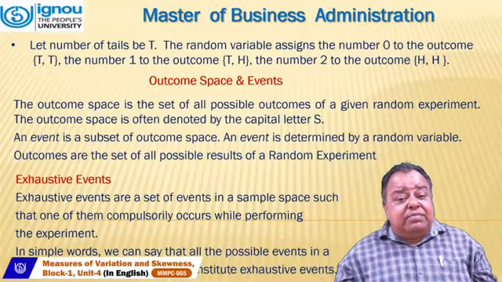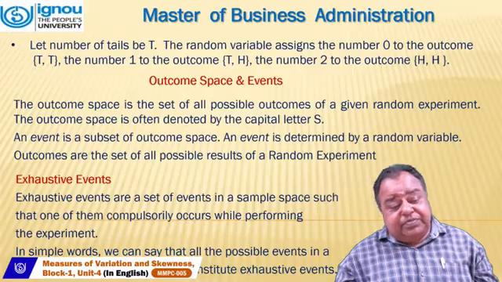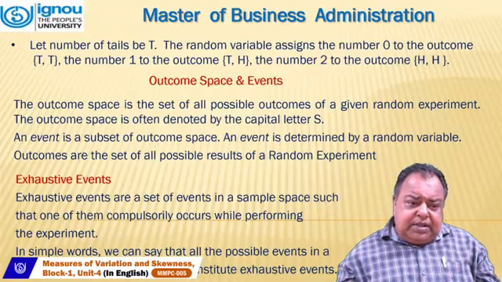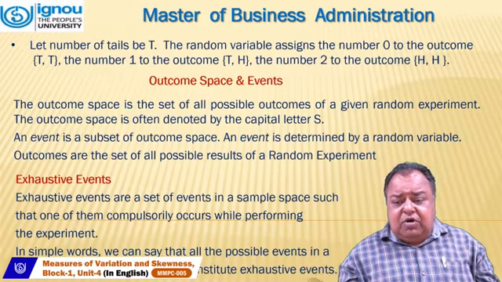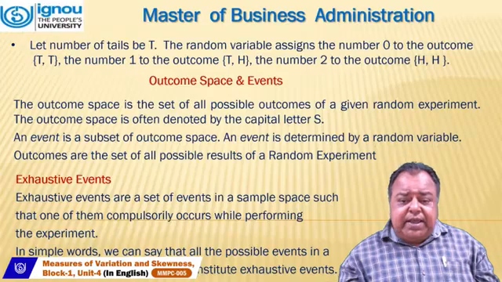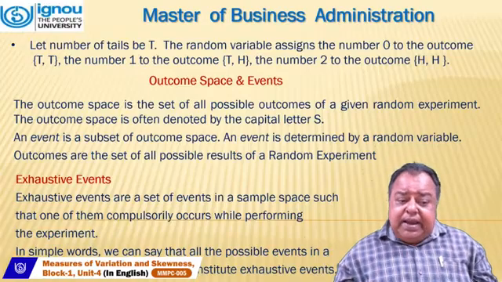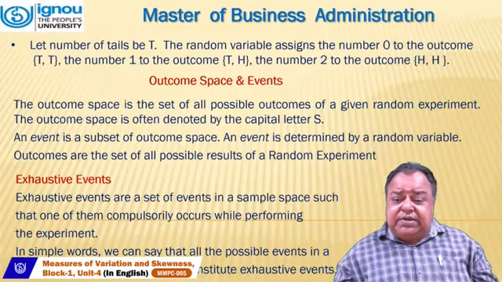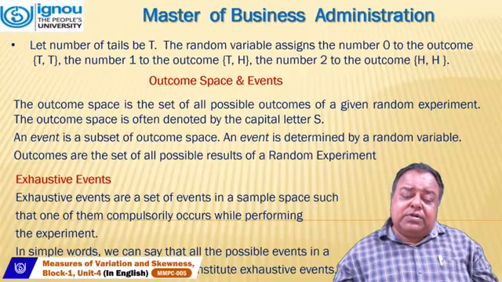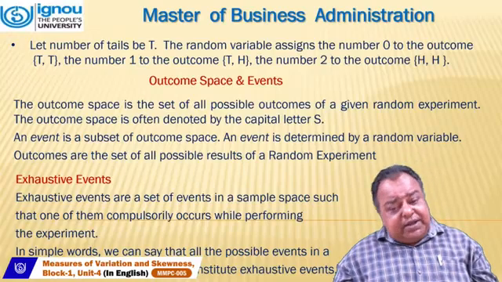Then come outcome space and events. The outcome space is the set of all possible outcomes of a given random experiment. The outcome space is denoted by capital S. An event is a subset of the outcome space. An event is determined by a random variable. Outcomes are the set of all possible results of a random experiment.